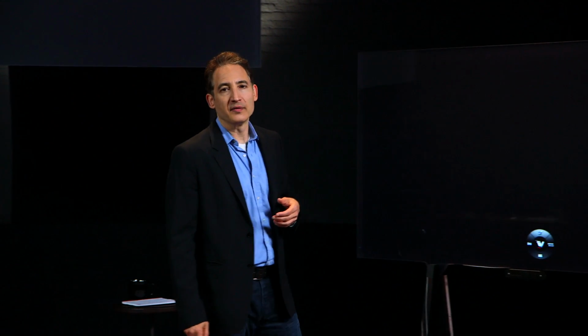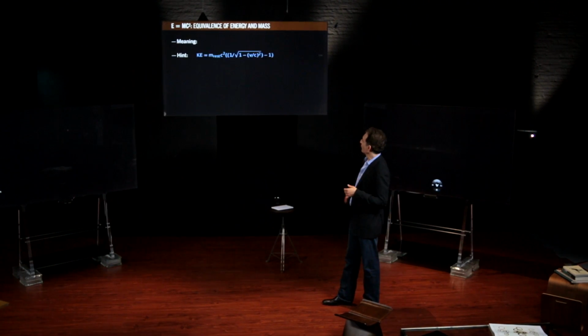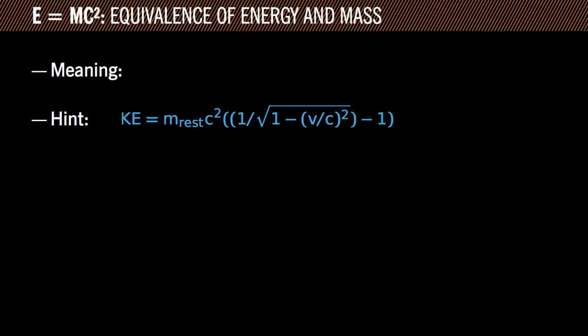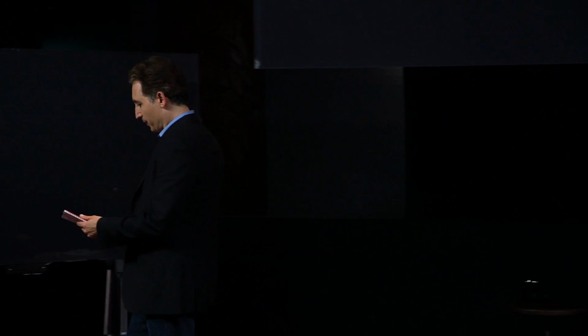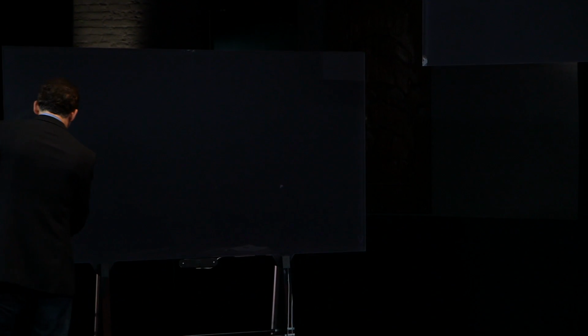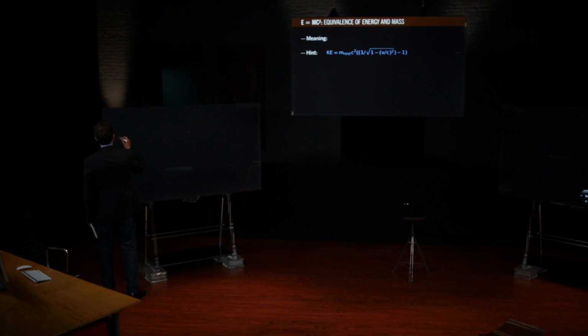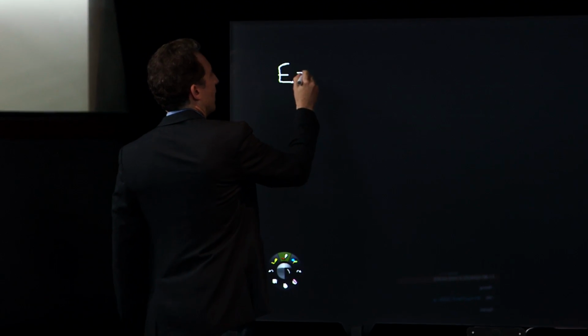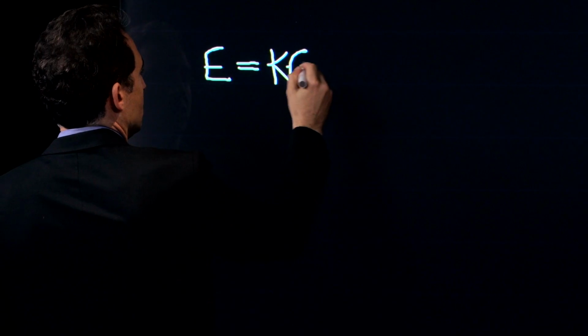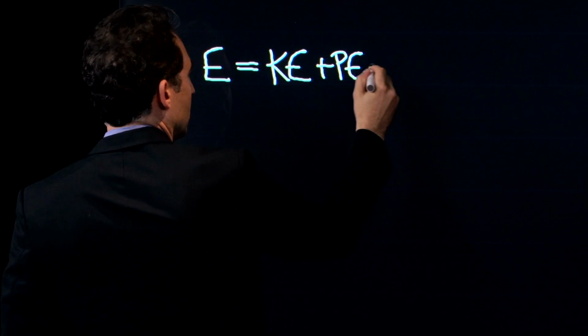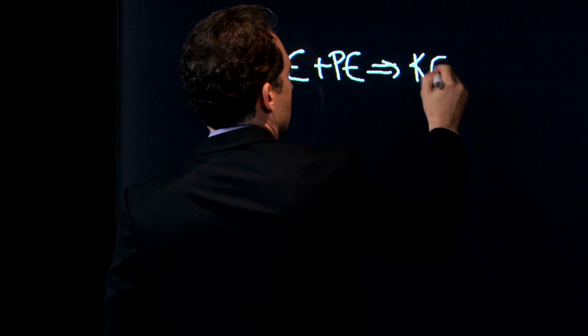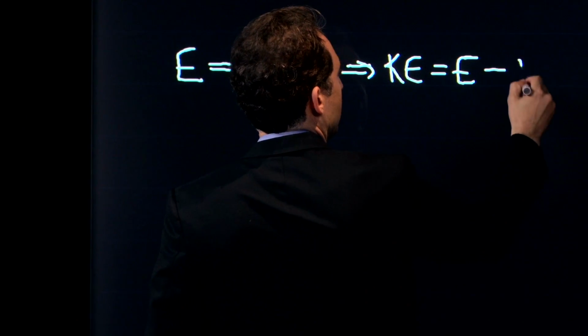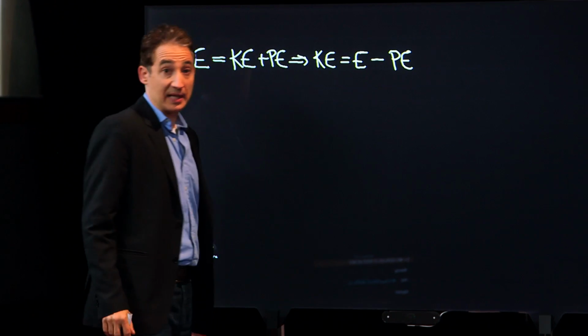Now, we actually have already seen a hint of E equals mc squared in our formula for the kinetic energy of a particle. Let me just show you this little hint. It's just suggestive, but then we will do the real thing in a moment. When we talk about the energy of an object, we usually break that up into kinetic energy plus potential energy, which means that kinetic energy can be written as the total energy minus the potential energy.